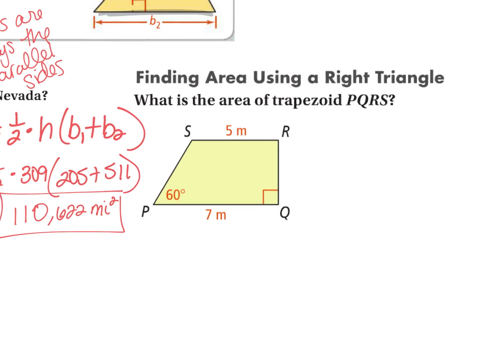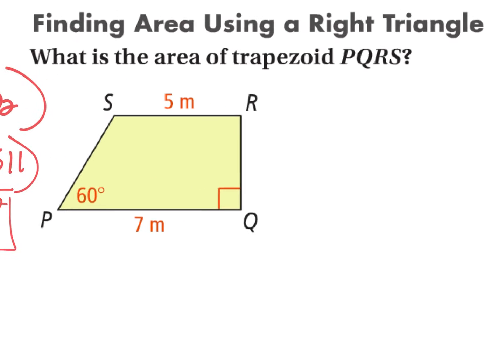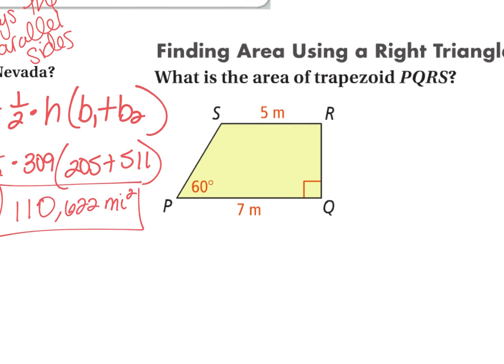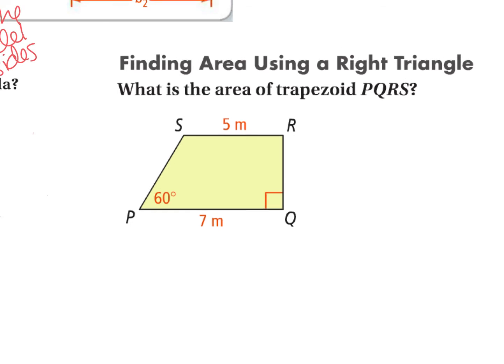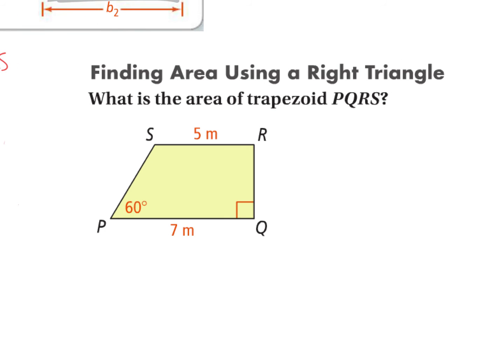Alrighty, now this next problem, another trapezoid. It's not going to be quite as easy. Hold on, I'm going to pause this and erase some of that stuff. Okay, so what is the area of this trapezoid? They give us the two bases, right? We know this and we know this are the bases. Our problem is we need this distance right here because that is our height of this trapezoid. We need height for the formula.